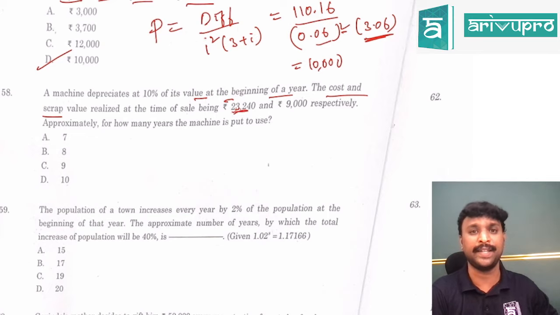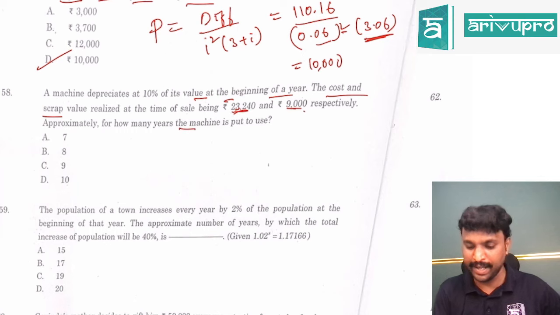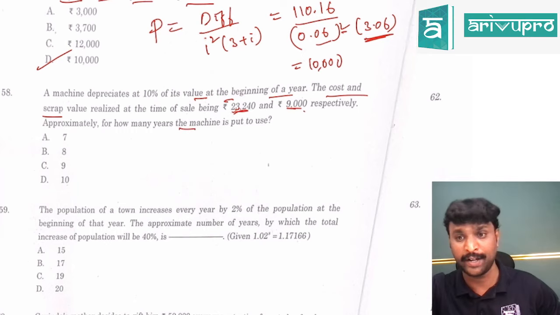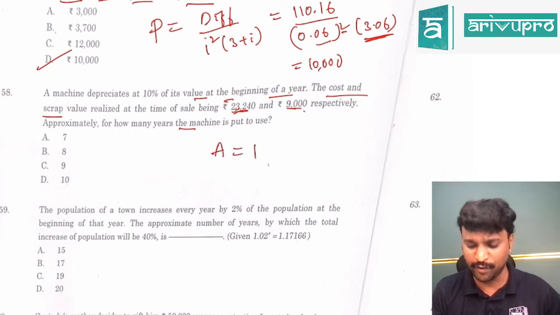So cost value is 23,240 and the scrap value is 9,000 respectively. For how many years the machine is put into service? That means we need to find a value of n. Guys, what is depreciation formula? A is equal to P into (1 minus I) whole power n.